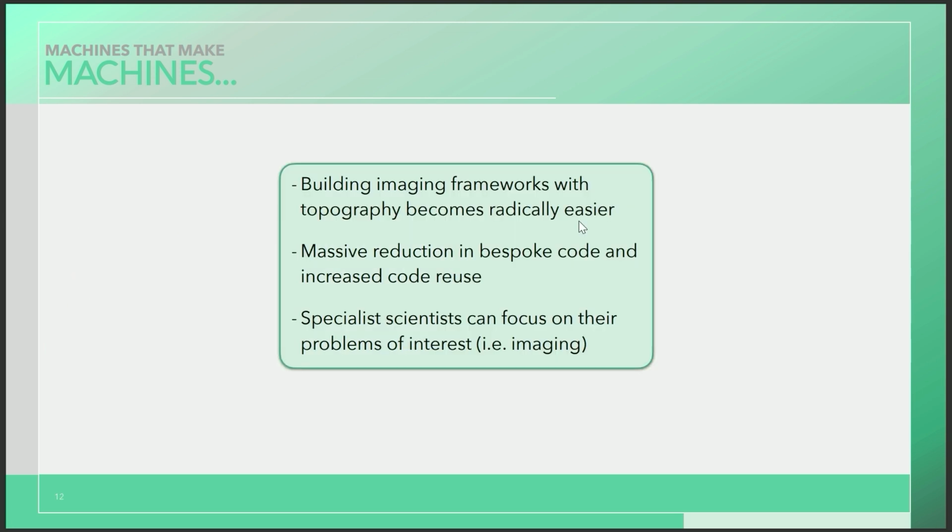So what does this allow us to do? Well, if we want to build an imaging framework on top of this, it's suddenly radically easier, right? Because we're not mucking about with some fancy propagator, we're just getting straight into actually building our imaging framework. Every time we build a new piece of software, like an imaging framework, we're still reusing the same library, the same bit of code. So we have a massive reduction in bespoke code and massively increased code reuse, which is always nice because there's less code to maintain, less stuff to go wrong. And if you're a specialist scientist, you don't have to deal with things that aren't in your area of expertise. You can just pick it up and run with it, which is really good for productivity and actually creating innovation, right?